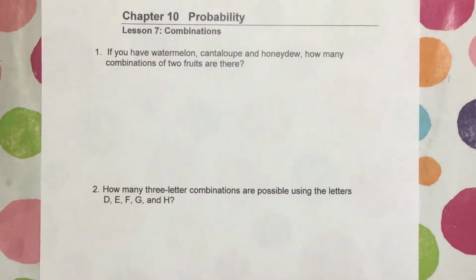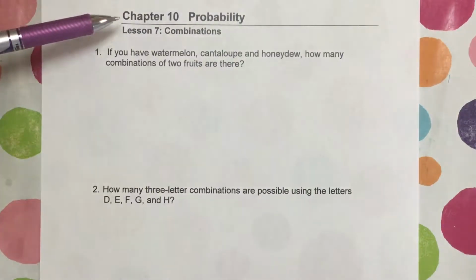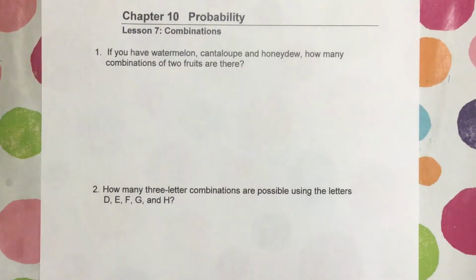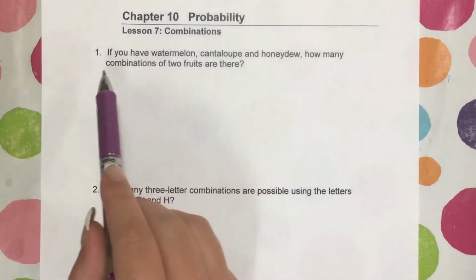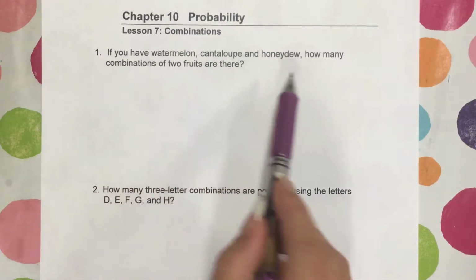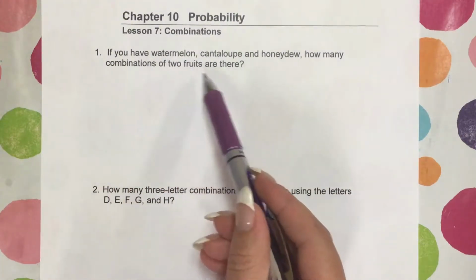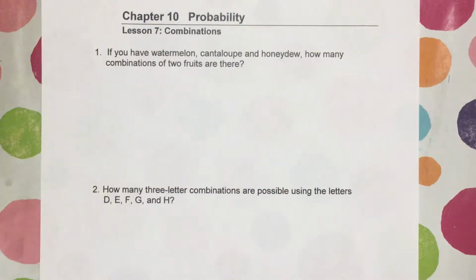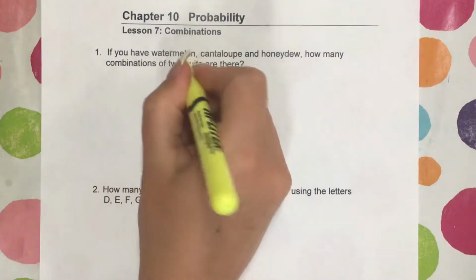Welcome back. We are in Chapter 10, Probability, focusing on Lesson 7, Combinations, and this is the guided practice. So let's go ahead and do a couple of these together, and then I'll have you do some on your own. So the first one says, if you have watermelon, cantaloupe, and honeydew, how many combinations of two fruits are there? Okay, so we're looking for combinations of two fruits.